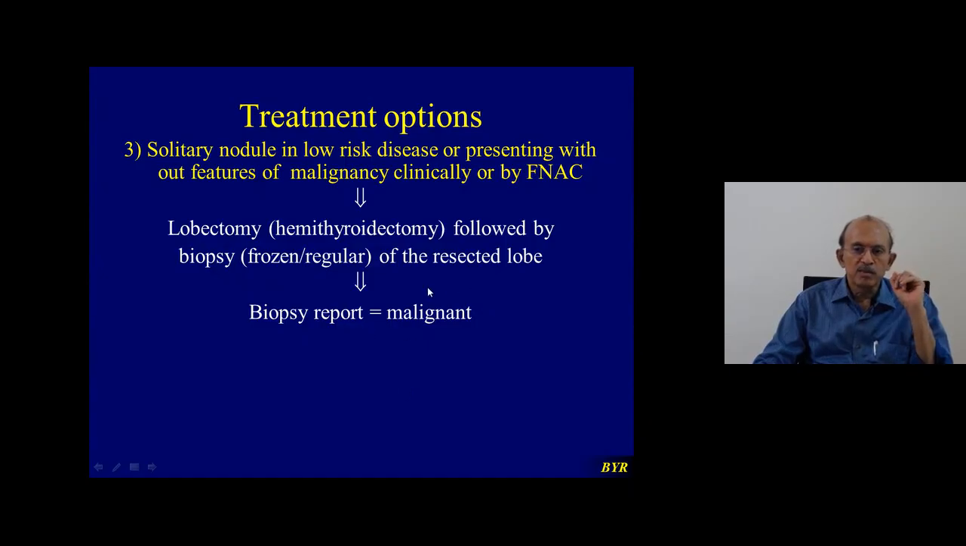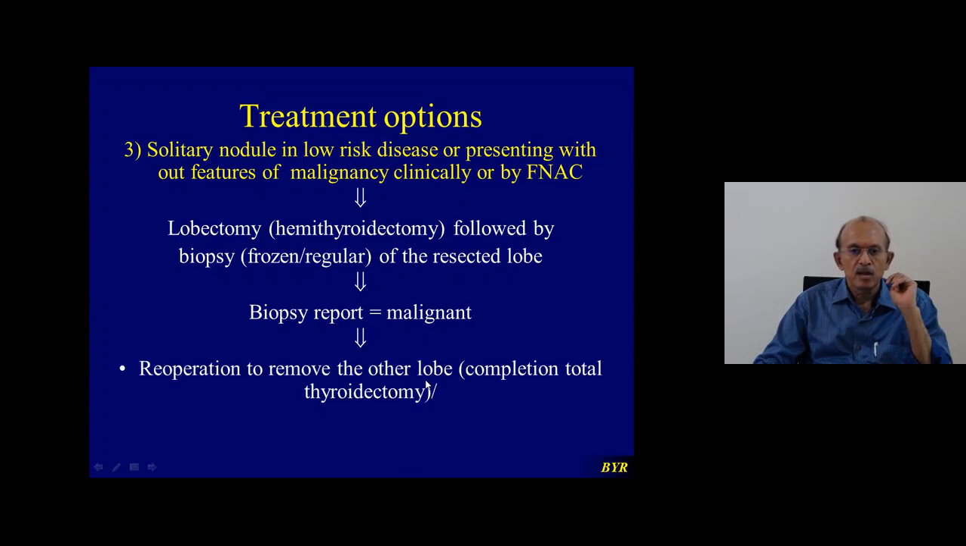Then if the biopsy report is malignant, there are three options. Number one, reoperation to remove the other lobe. This is called completion total thyroidectomy. Number two, radio ablation of the other lobe.